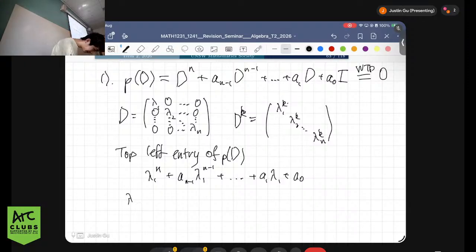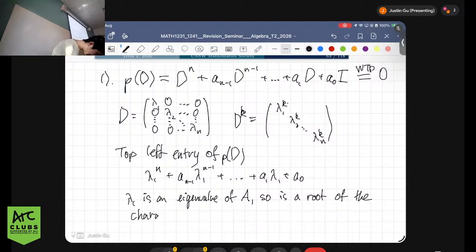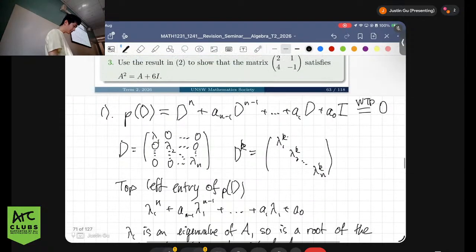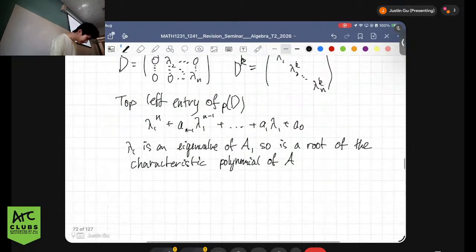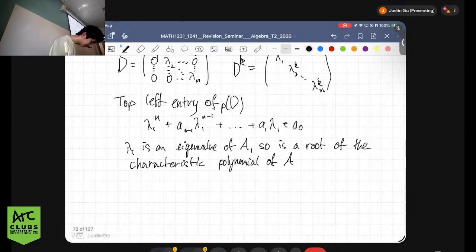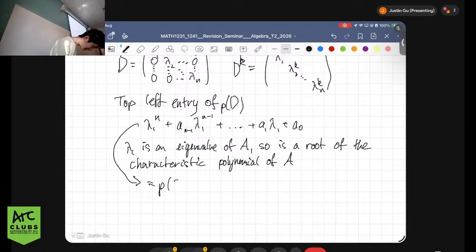So lambda 1 is an eigenvalue of A, so is a root of the characteristic polynomial of A. But we know that P of X is the characteristic polynomial of A. So that means this whole thing here at the top is equal to P of lambda 1, which is 0, just by definition, because the eigenvalues satisfy the characteristic polynomial.